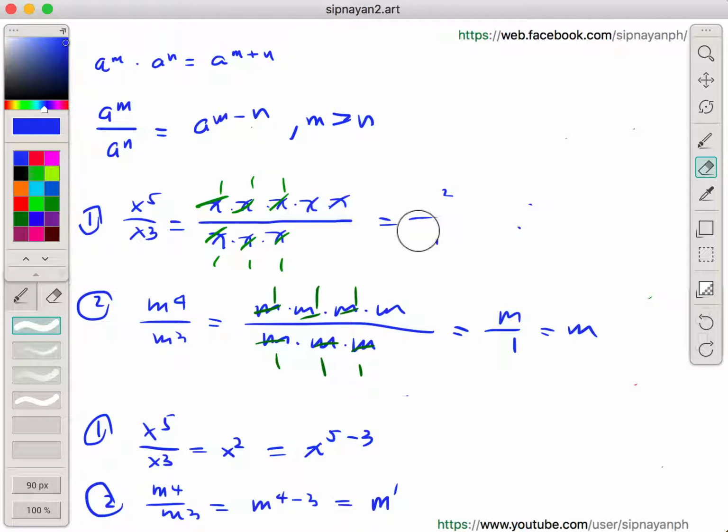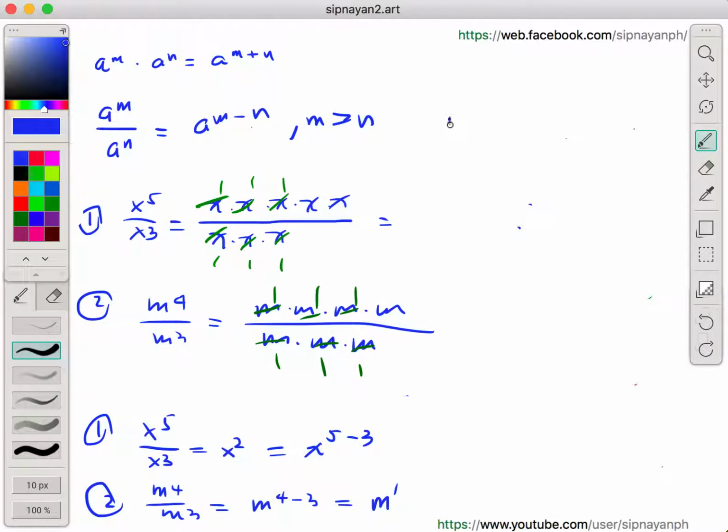Let's have a few examples. Number 1, we have y to the 9th over y to the 5th. So this is just y raised to 9 minus 5, which is y to the 4th. Madali lang?